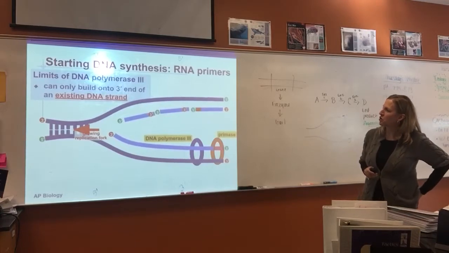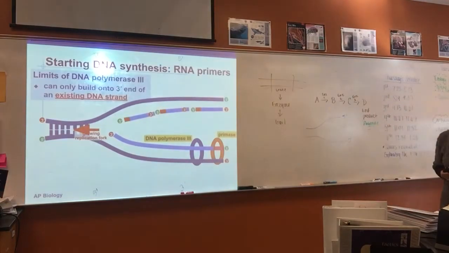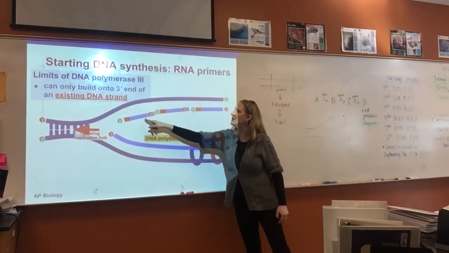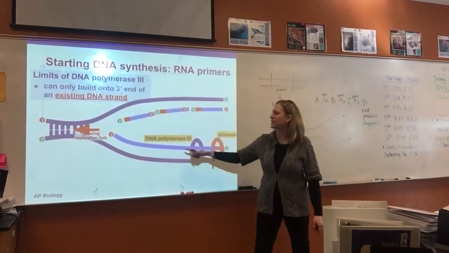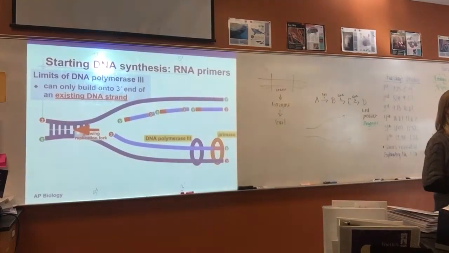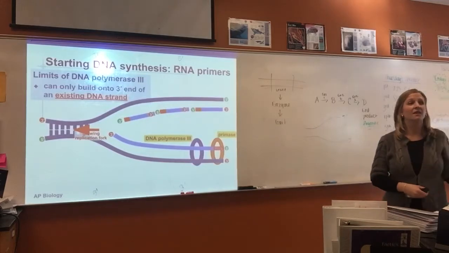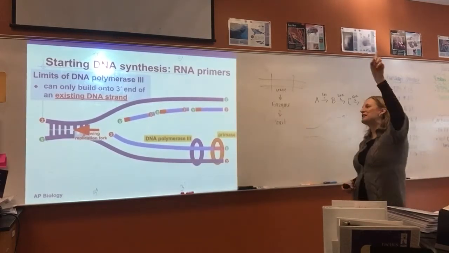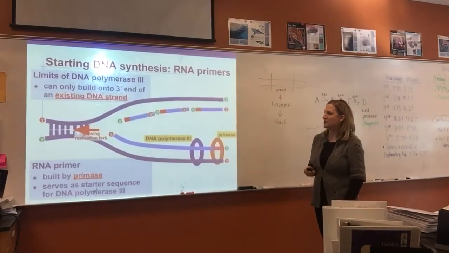This one just shows you, real quickly, the need for primers and what comes after. So primase adds the primers. You only need one at the beginning of a leading strand, and one at the beginning of each Okazaki fragment. What comes in and replaces those RNA primers? DNA polymerase 1 will come in and replace it.